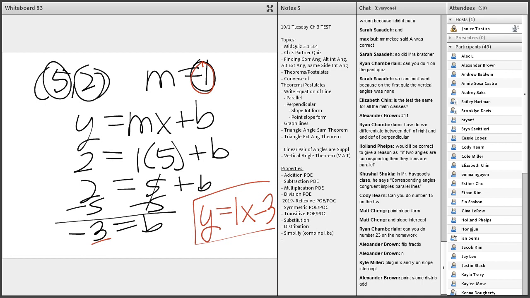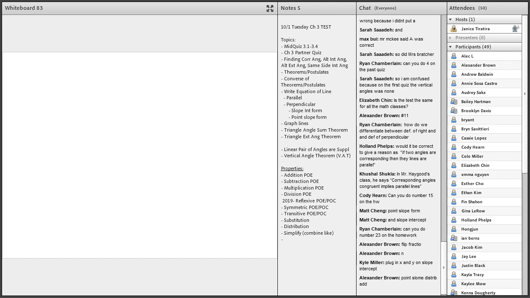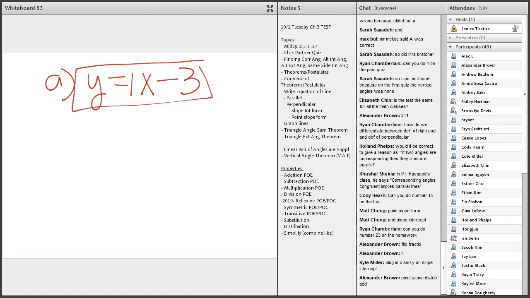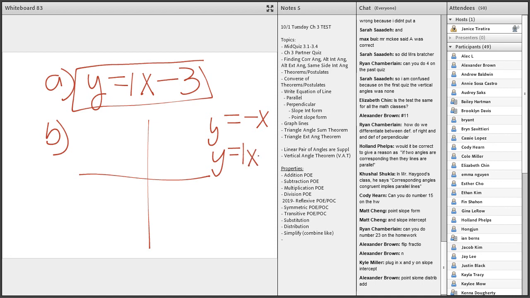Okay, then that was number 11, and then part B, you had to graph it. So, okay, part A, the answer was y equals negative x. Part B, oh, sorry. Erase. It was x minus 3, that's what we just found. 1x minus 3, and then part B, it's a graph of y equals negative x and y equals 1x minus 3.